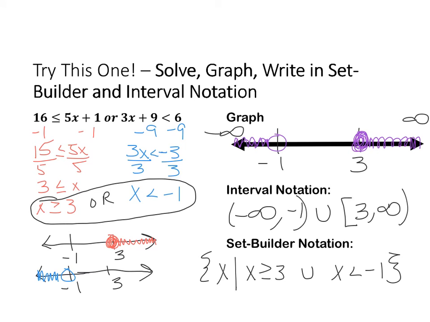Alright, here's my answer. You'll notice I have an open dot at -1 because it's x is less than -1. It doesn't have the or equal to, and a closed dot at 3 because it has the or equal to. And when I wrote my interval notation, I put parentheses everywhere except for where there was a closed dot, which was at 3. I put a bracket. Alright, let's go on to the next example.